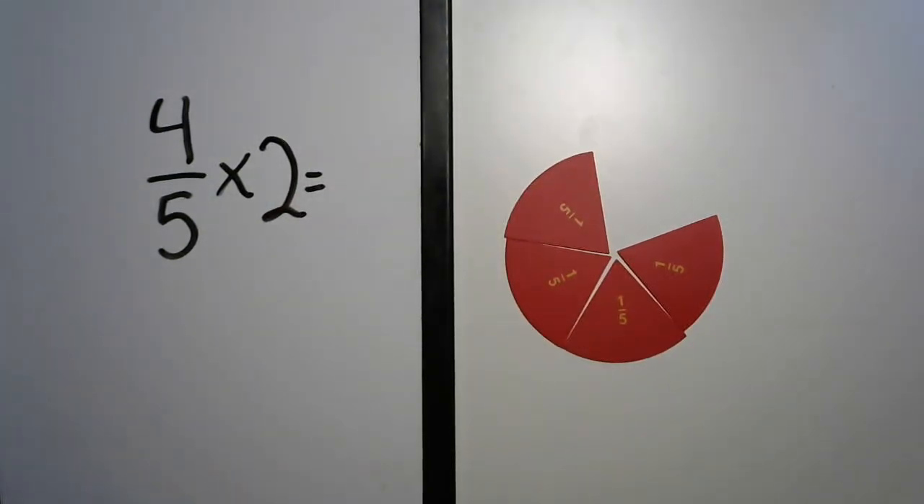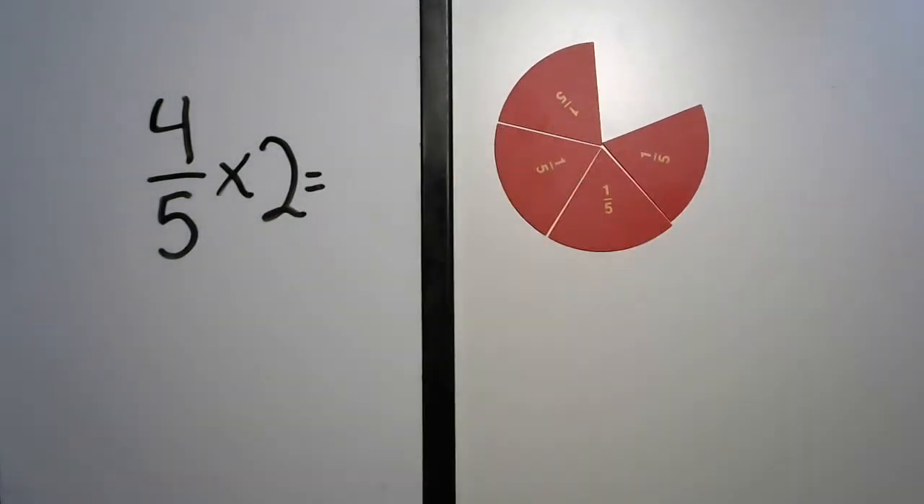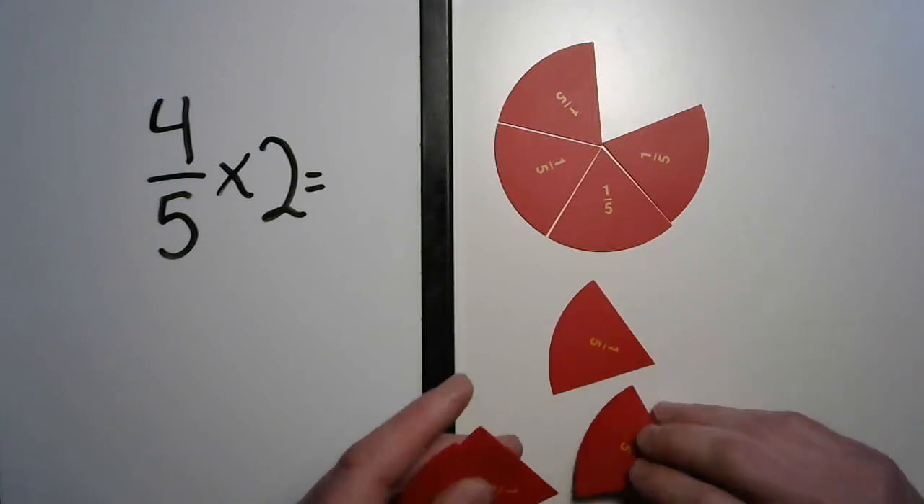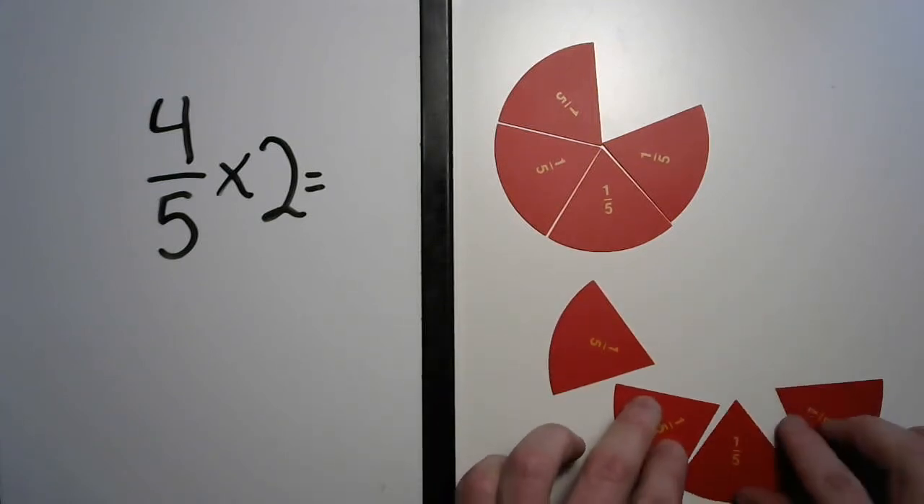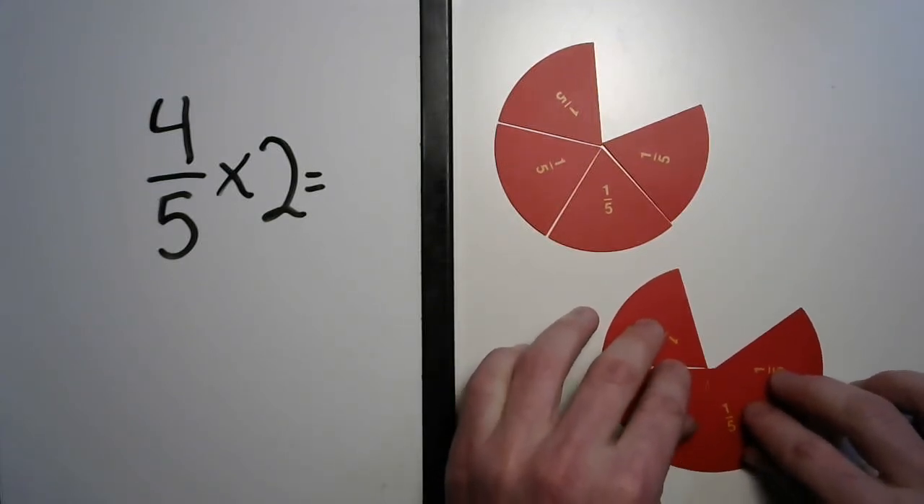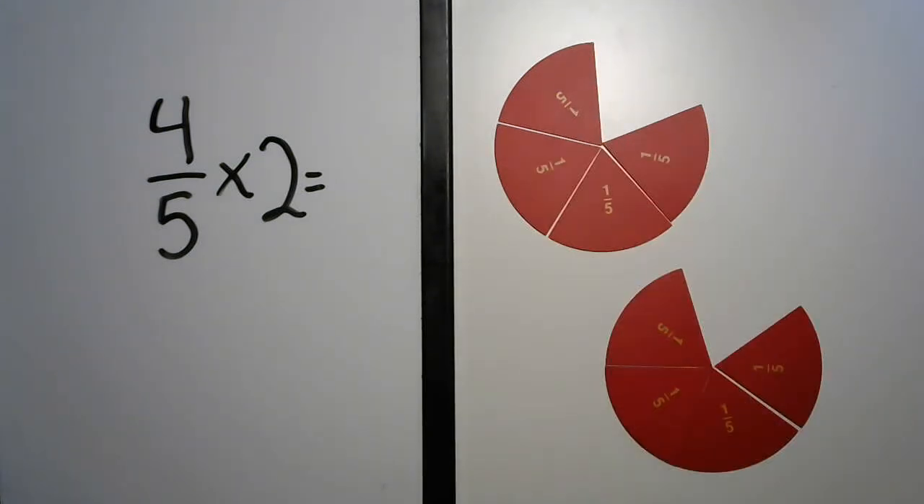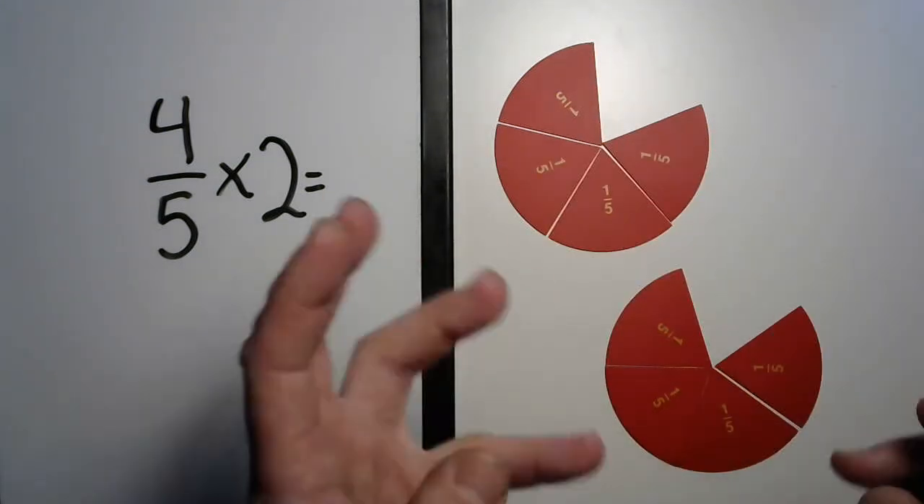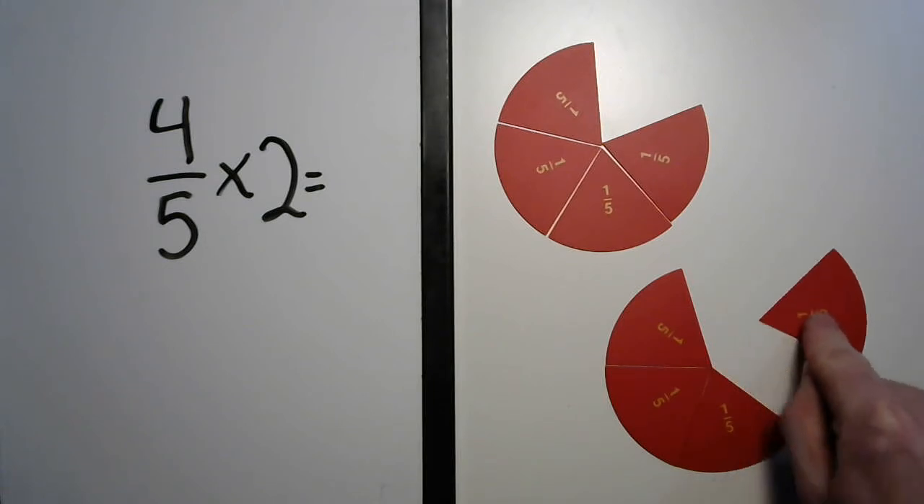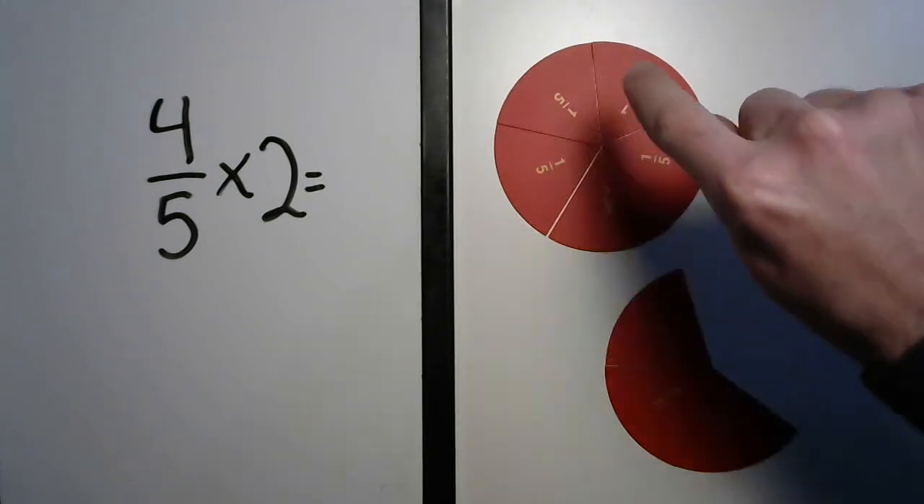4/5 times 2. Well, that means we've already got 4/5 taken once. It means we have to take it a second time. So let's get another one out there. There we go. 4/5 times 2. Taken once and taken twice. But we've got to combine this together somehow to make it a little easier to see.